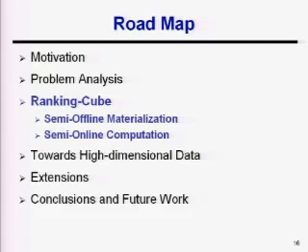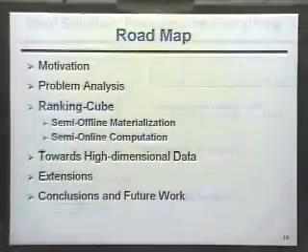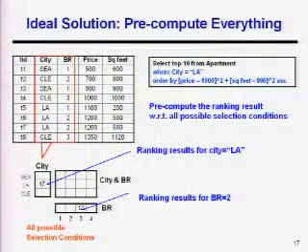So now we have discussed motivation. We have given a brief problem analysis, and now we'll go to the basic framework of ranking cube. Basically, ranking cube did 2 things. We propose a materialization model to do offline computation, and then we also use this model to do online query processing.